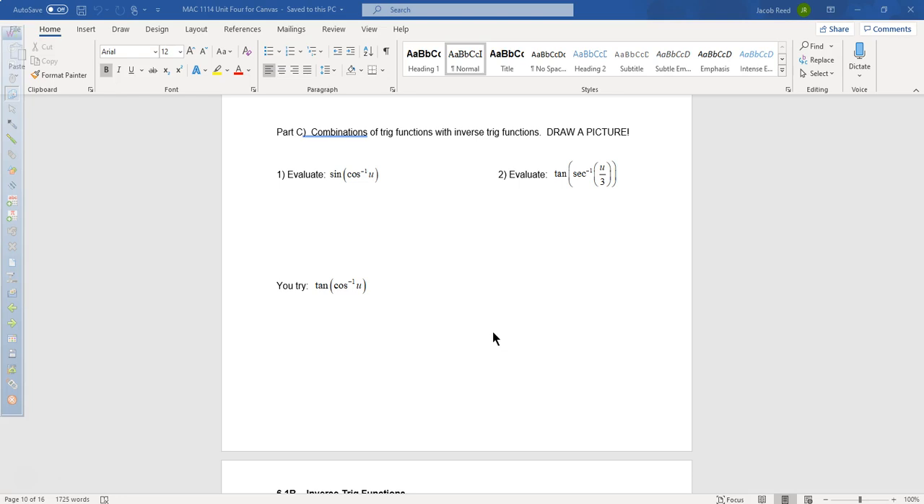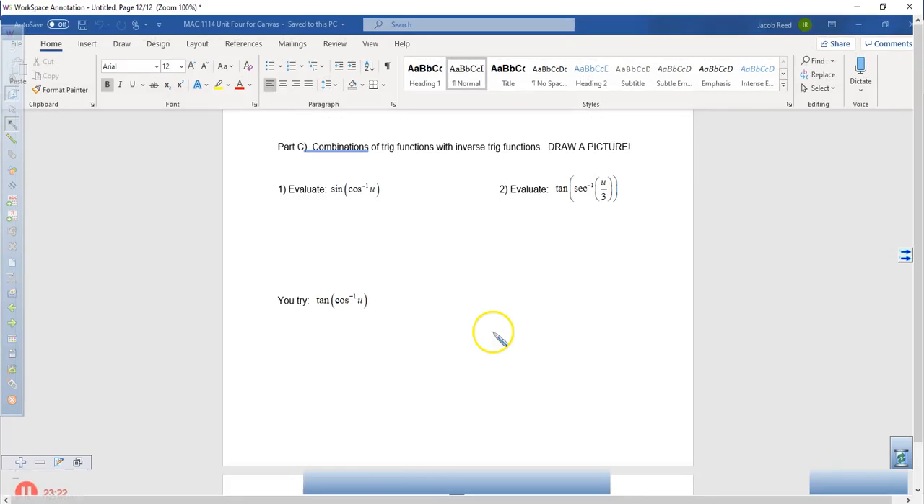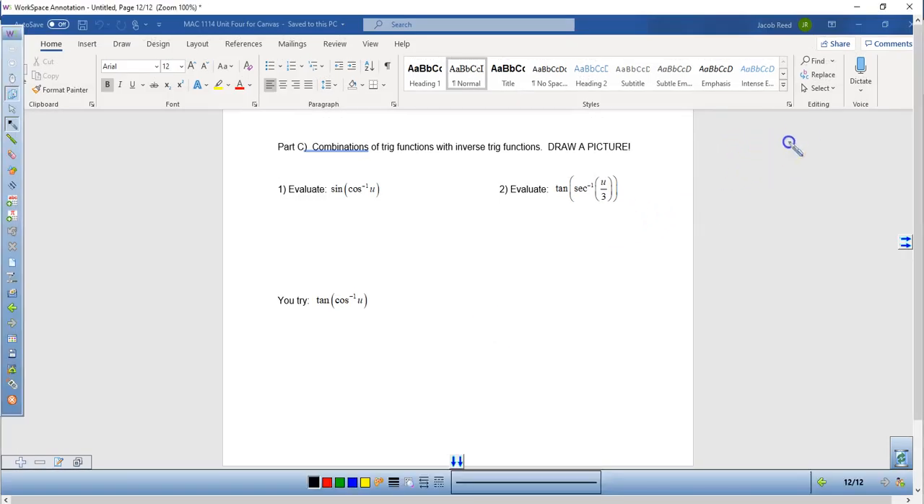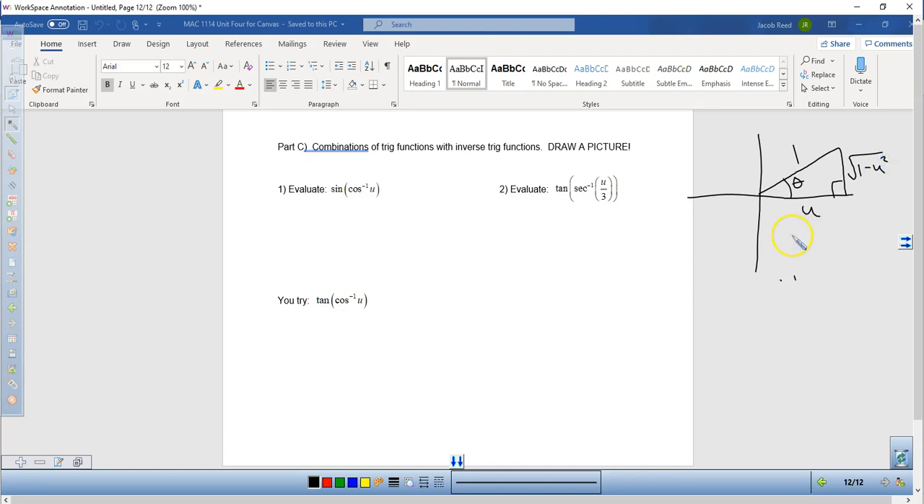Okay, hopefully you paused the video, worked out the problem, and are here to see the answer. So, really quickly, can't seem to draw a straight line today. There we go, it's a little bit better. Not straight, but better. Here's my triangle. Here's my theta. We're talking about cosine, so I know this is u, this is 1, and since we've already done this picture, this is the root of 1 minus u squared, because we did this same picture right here.